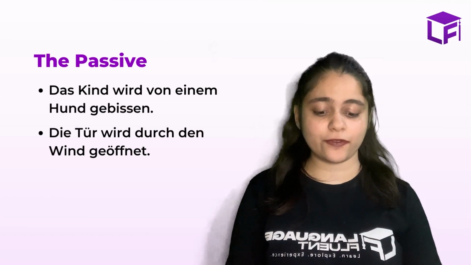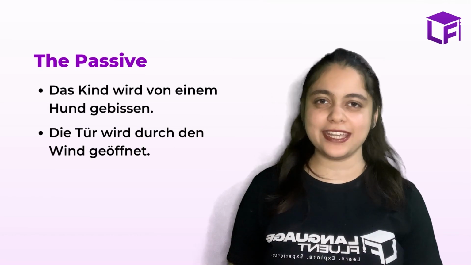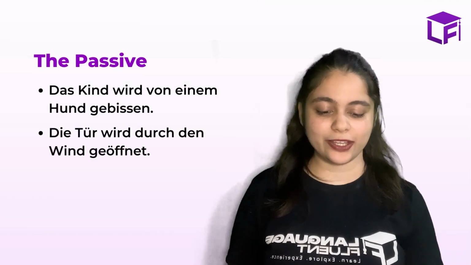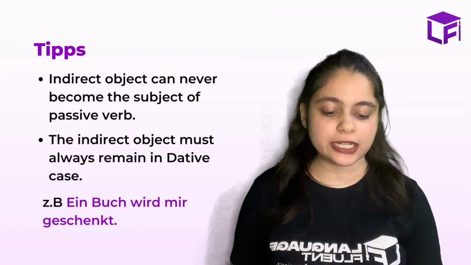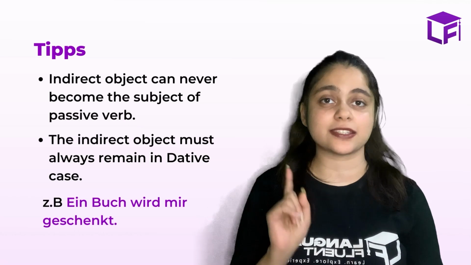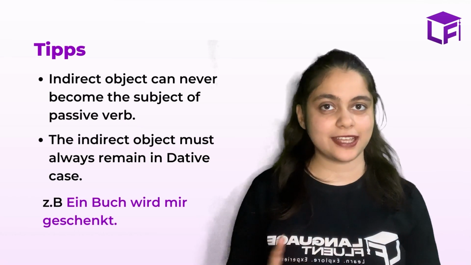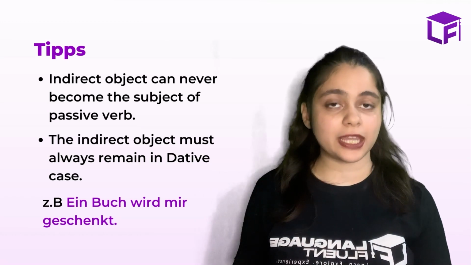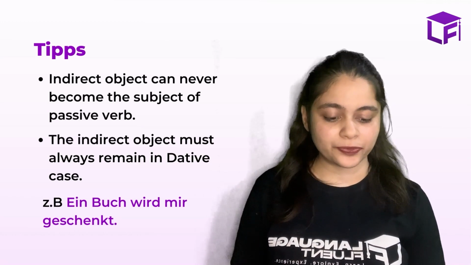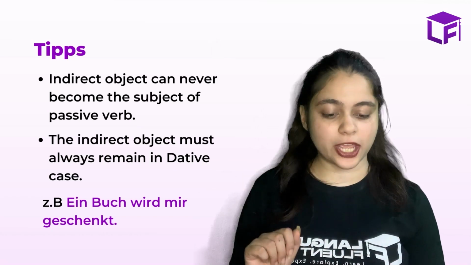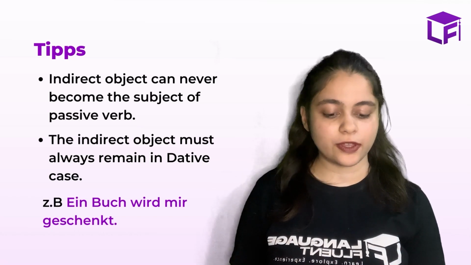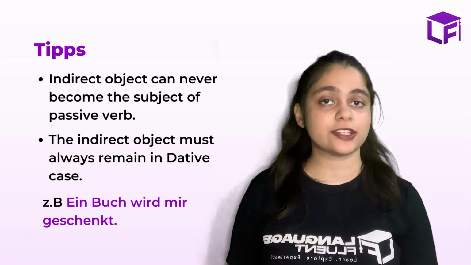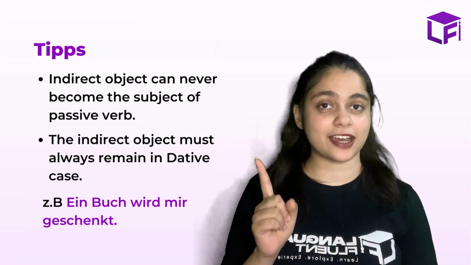Now, I am going to share a few tips with you. Are you ready? These will help you catch the passive tense pretty well. Here you go. An indirect object can never become the subject of a passive verb. Always keep this in mind. The second important tip is that the indirect object must always remain in the dative case, with either the direct object becoming the subject of the passive, or the use of an impersonal passive construction. Keep that in mind, it'll be dative.